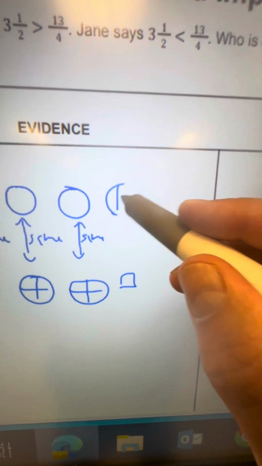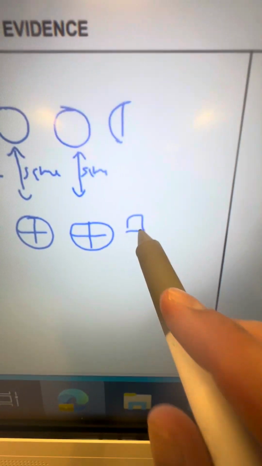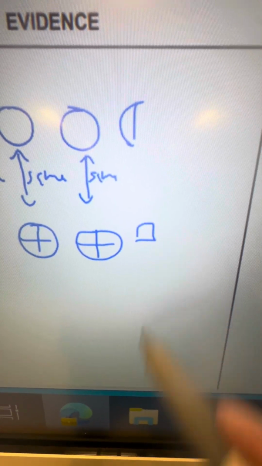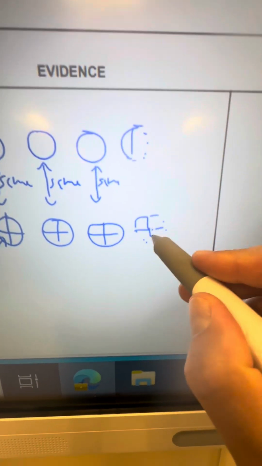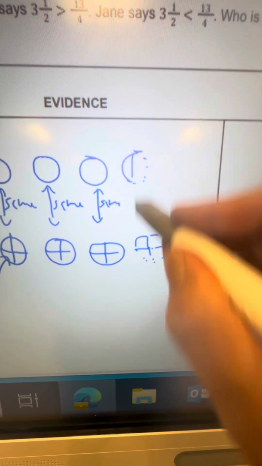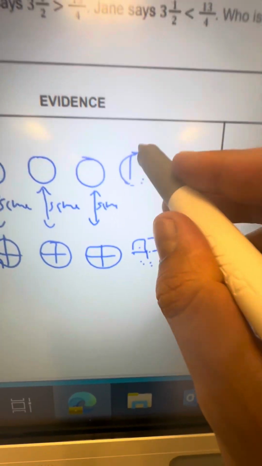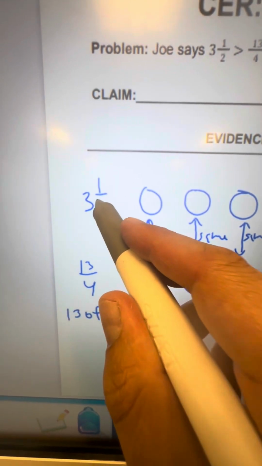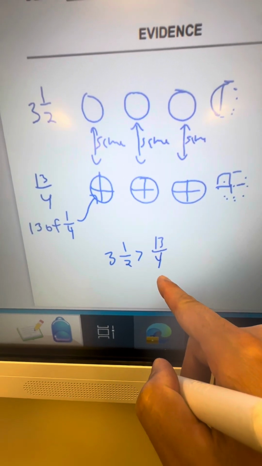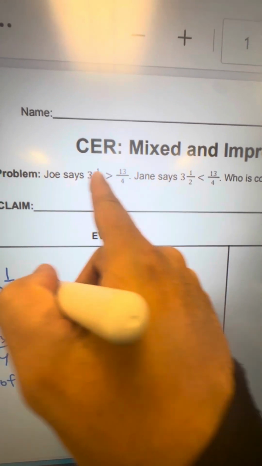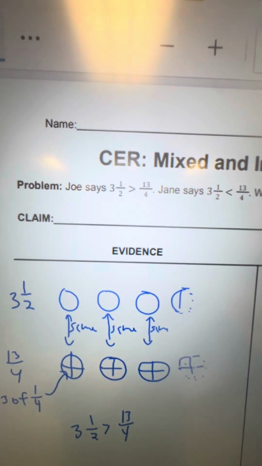Notice this is a 1/2 of a piece. This is half of a circle. And this is only 1/4 of a circle. If I were to use dotted lines to complete the circle in both cases, you can see this is 1/2 and this is only 1 out of 4. So this one is more than that. Therefore, I know that 3.5 is greater than 13/4. So when I go back to Joey and Jane, you can see Joey is the one who was correct.